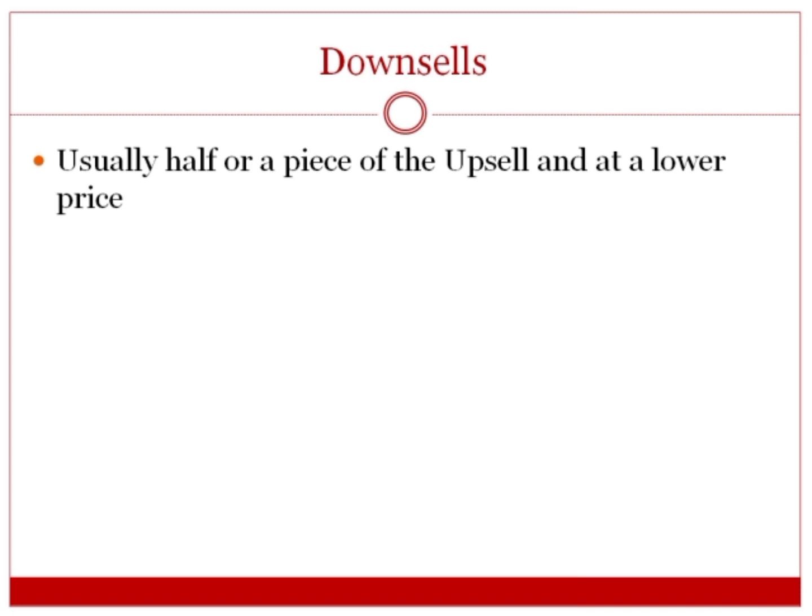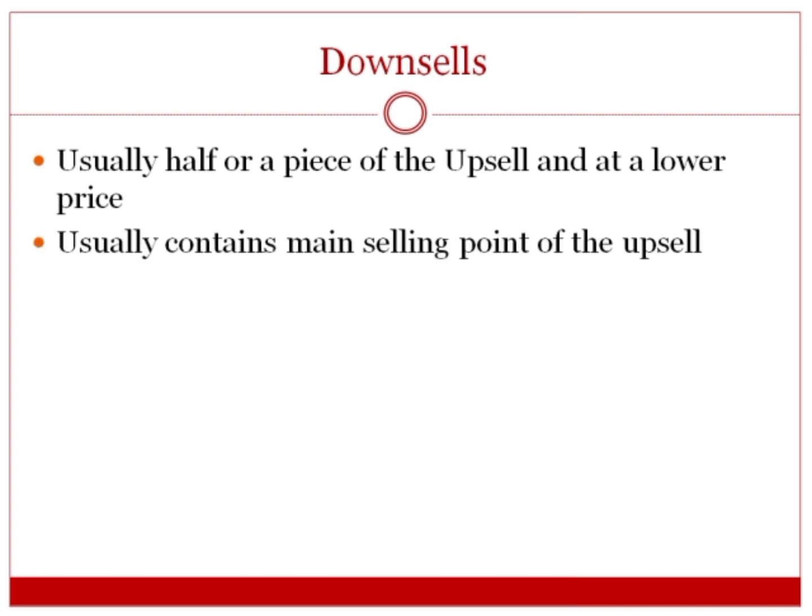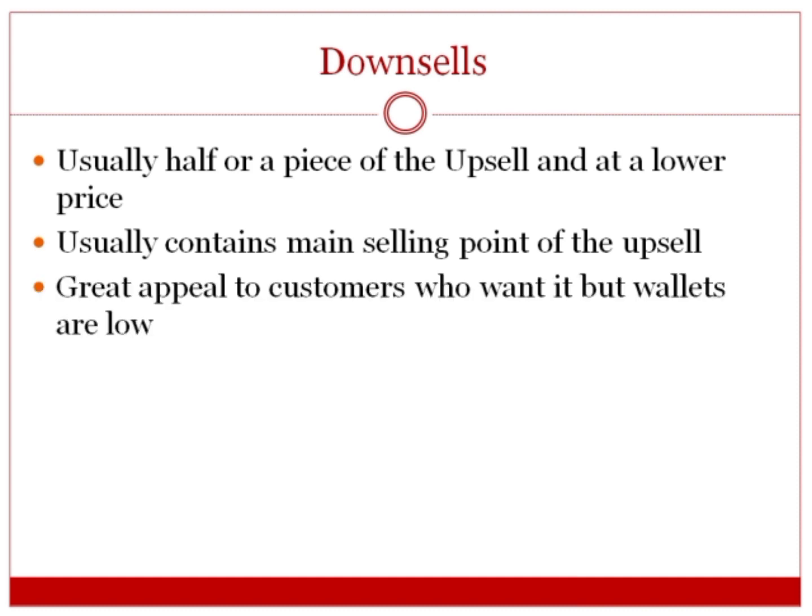So in this case, if I offer a one-time offer of a graphic design software for the upsell, the downsell could be that software, but maybe it doesn't have as many features. So it's not like you're offering the upsell for a lower price. That would not be good for your customers. A downsell is usually a piece of the upsell for a lower price, and it usually contains the main selling point of the upsell. But it's a great appeal to customers who want it, but their wallets are low on cash.